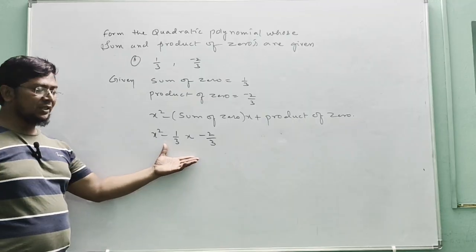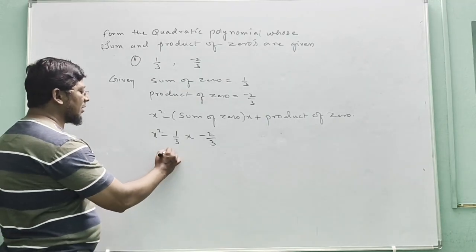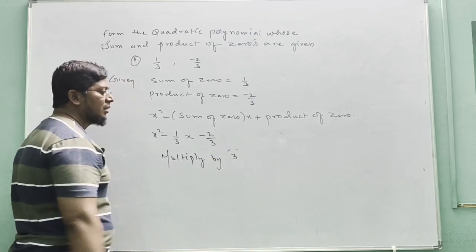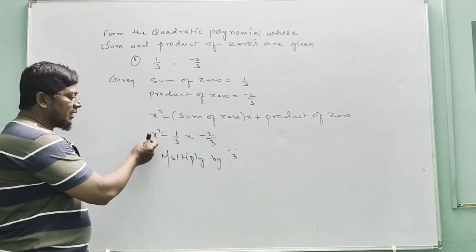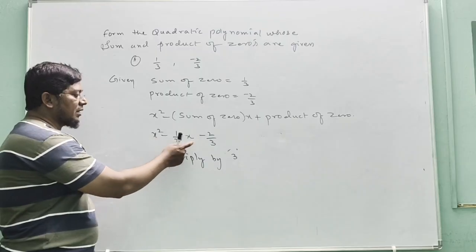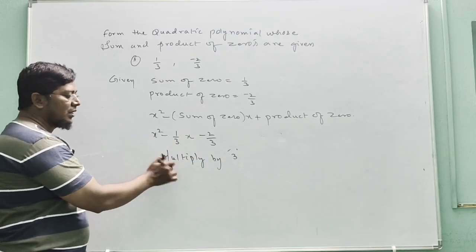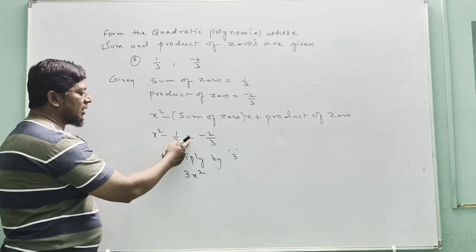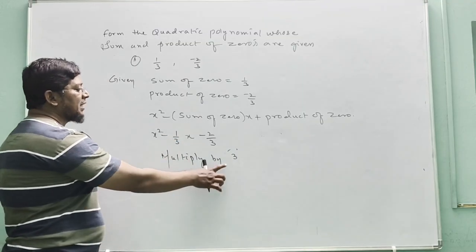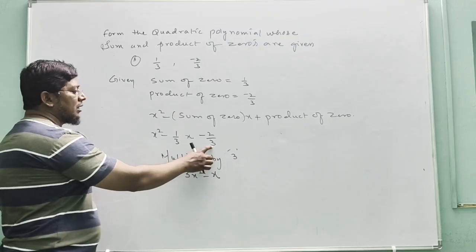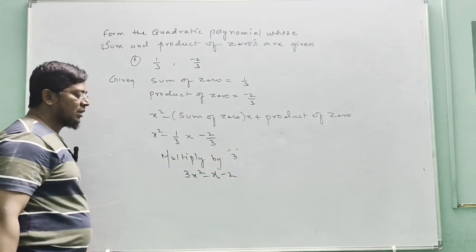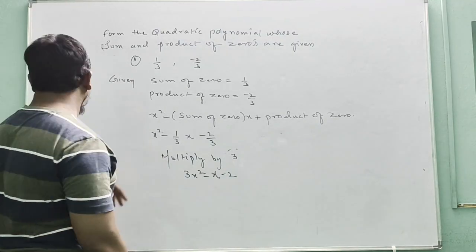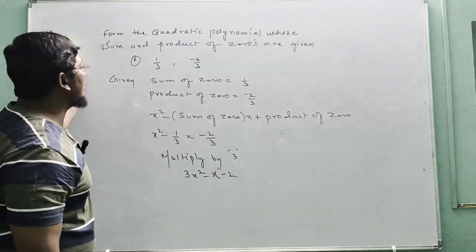Same, students, we have a denominator 3, so multiply by 3. If you multiply by 3, what do we get? It is a trinomial, meaning 3 terms: first, second and third. 3 multiplied with the first one gives 3x square. 3 multiplied with 1 by 3, the 3s cancel, minus 1 into x, minus x. 3 multiplied with minus 2 by 3, the 3s cancel, what do we have? Minus 2. This is the required polynomial. So this is the method of forming the quadratic polynomial.